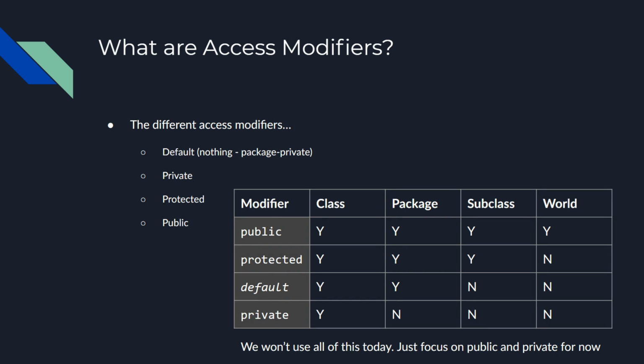Now this table will be more useful to you later. For now, I only want you to worry about public and private. Everything else, don't worry about it too much. We're going to cover it later. Right now, just focus on private and public. Private basically means only this class can access it, and public means anything can access it. We won't use all this today. Just focus on public and private for now. But later, you can use this as a reference.